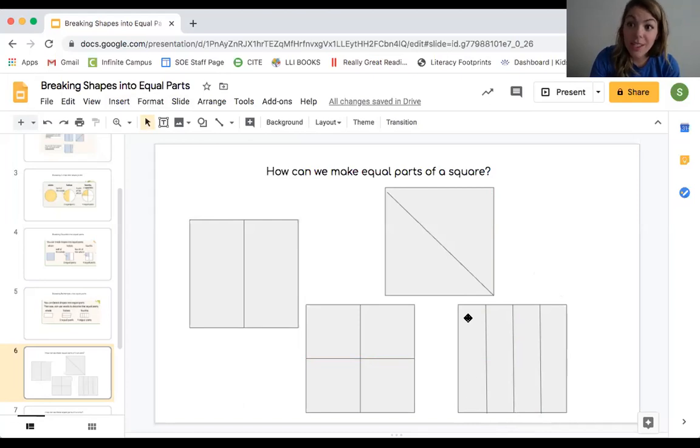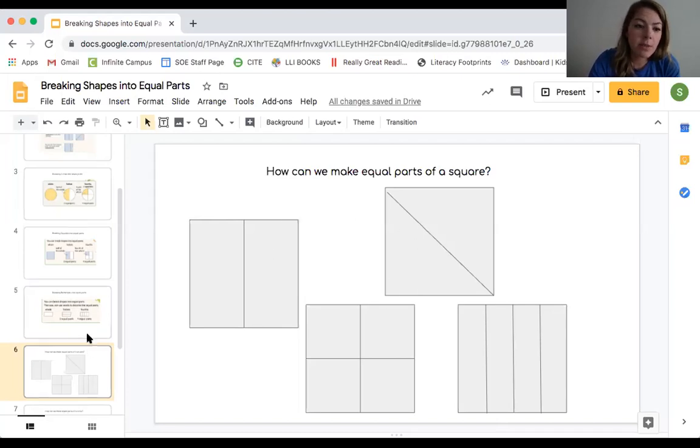So if this was a sandwich and I had 4 friends over, the amount of sandwich that a person is getting right here in this quarter is actually the same as what they would get over here. Even though it looks so different, it is actually the same amount of the shape that has been split into equal parts. Okay? So that's how we can break apart some squares.